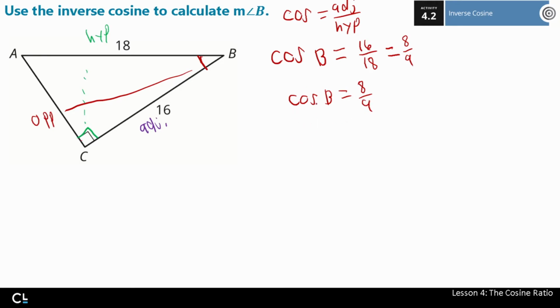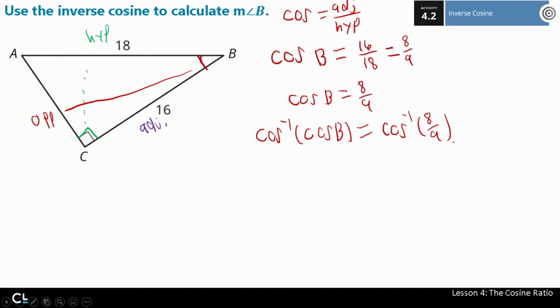But if we want to find our angle, we got to get rid of cosine. We're going to write cosine inverse of cosine B is equal to the cosine inverse of 8 over 9. Here, cosine inverse and cosine cancel. And we're left with the measure of angle B is equal to, once again, we just plug this into our calculator. Cosine inverse, 8 divided by 9, enter. And we're going to round to our second decimal place again. And we get 27.27 degrees.